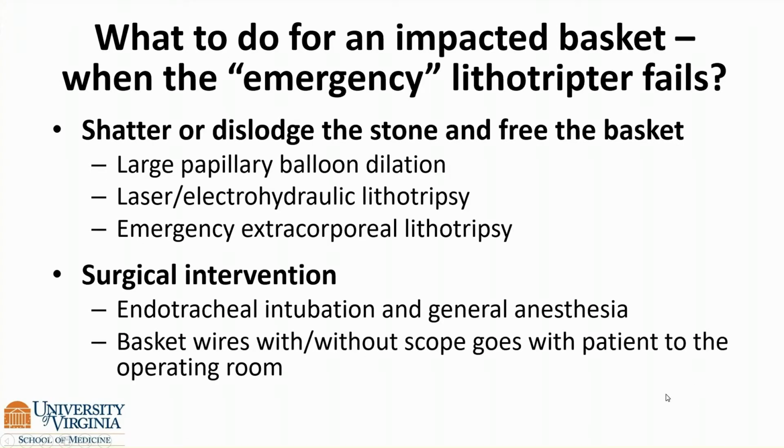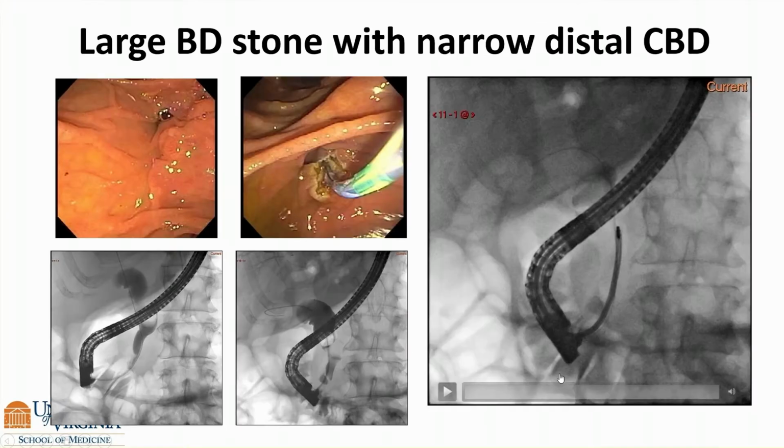So what do you do if an impacted basket occurs and then the emergency lithotripter fails? Well, options include shattering or dislodging the stone and freeing the basket using a large balloon, laser or electrohydraulic lithotripsy, or even emergency extracorporeal lithotripsy. Surgical intervention is always a possibility. In this case, you have to make sure the patient is intubated and they go to the OR with the baskets hanging at the mouth with or without the scope.